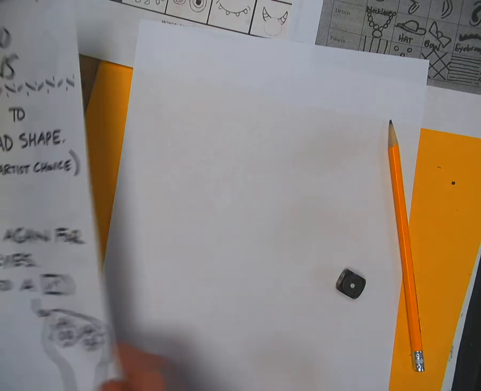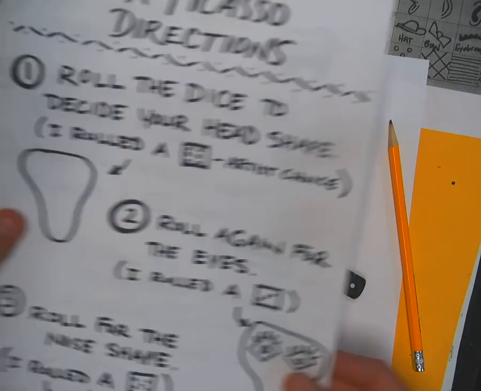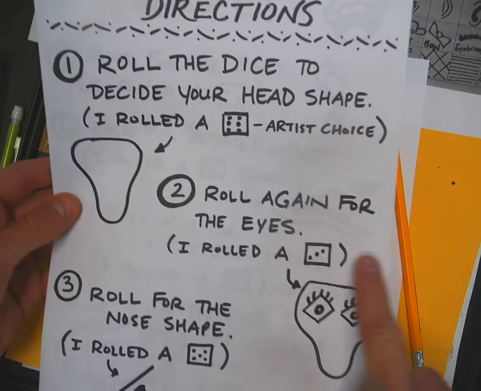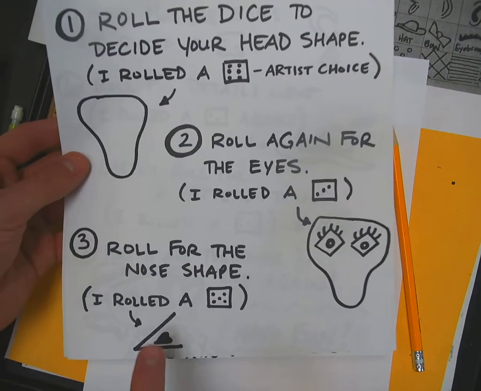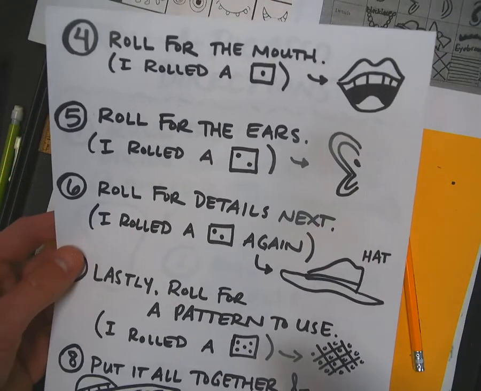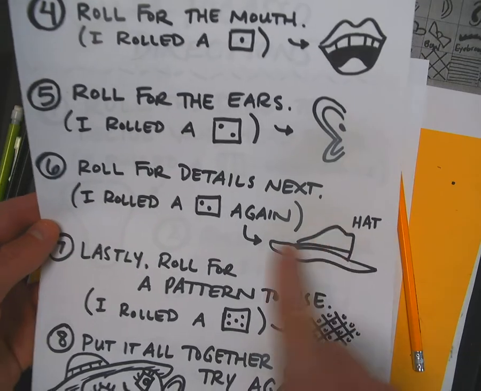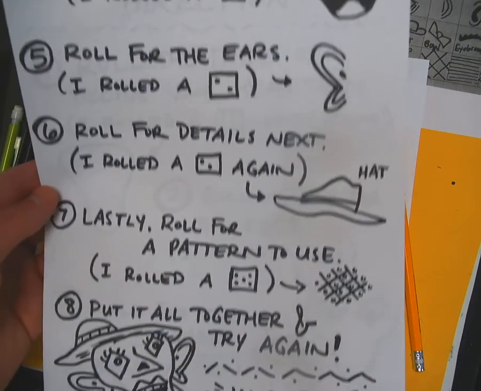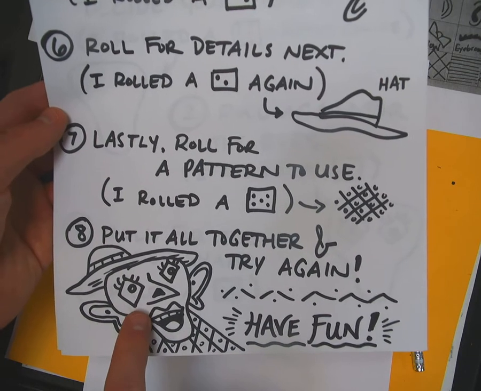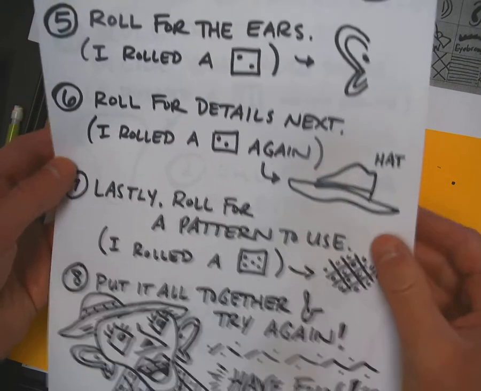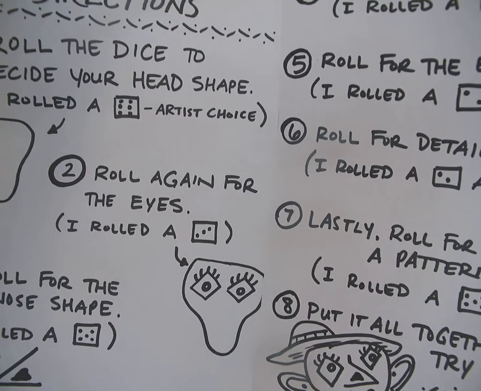So we're going to use the dice to roll to decide the head shape of your Roll-A-Picasso, your eyes, your nose shape, your mouth, your ears, any details or accessories, and then a pattern. There's going to be different patterns that you can choose from too. So that is a kooky and wacky cubist portrait right there from when I did my directions example.